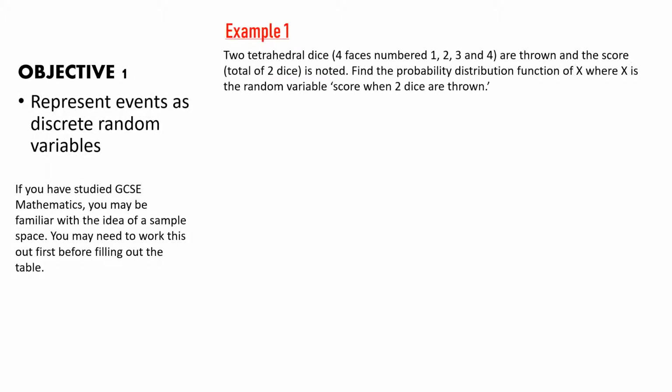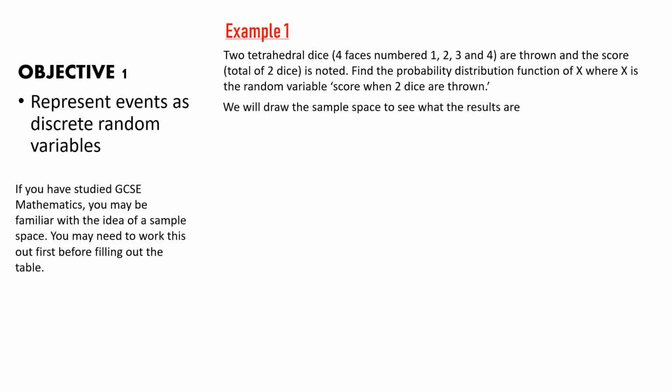Okay, so let's look at an example. We're going to look at an example in words, and then we're going to take that example and put it together into a probability distribution. So two tetrahedral dice, and a tetrahedral dice, I'll explain, has 4 faces, each numbered 1, 2, 3, 4. So it's a 4-sided dice. And the score, or the total of the 2 dice, is noted or recorded. Find the probability distribution function of x, where x is the random variable score when 2 dice are thrown and added together.